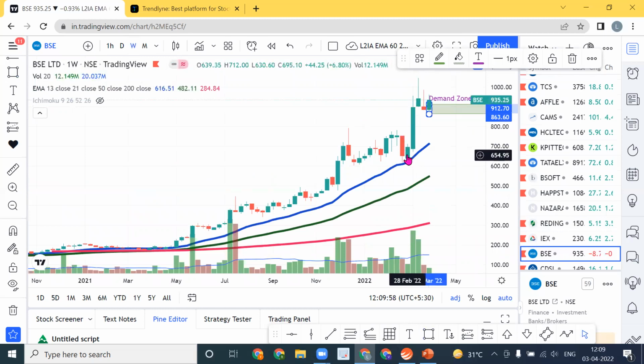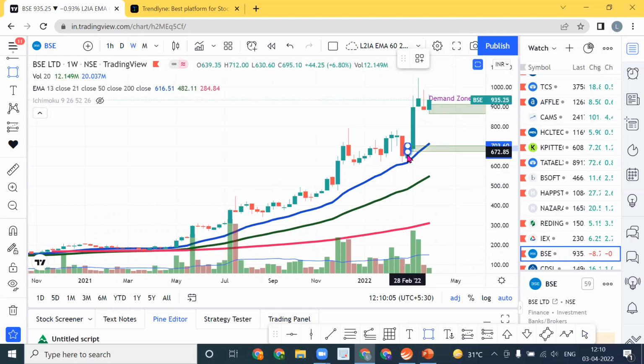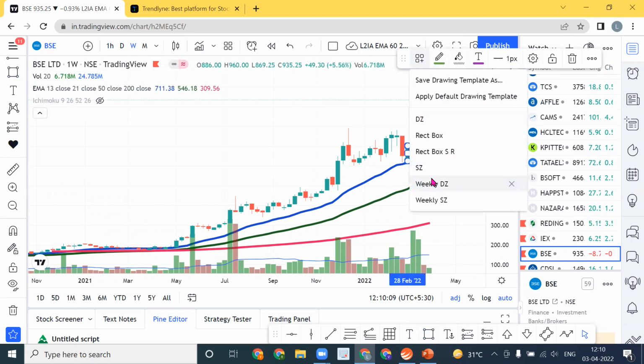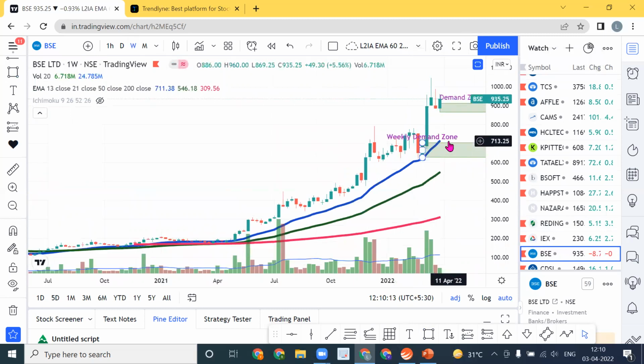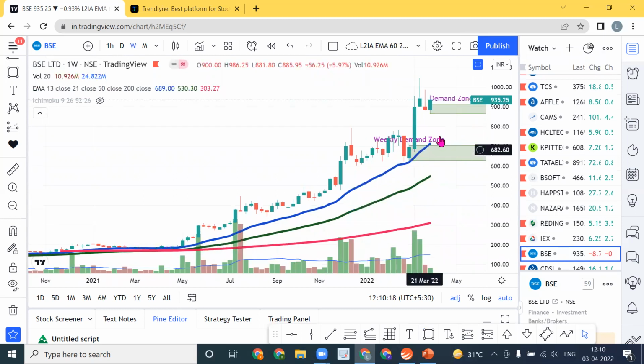See, a drop, a base and a big candle, big candle. A big candle tells me it's a very good zone where many people are waiting to buy this stock. So here is my weekly demand zone and I will wait for this level of 713, 710 somewhere to go for this stock. So it is quite far away.